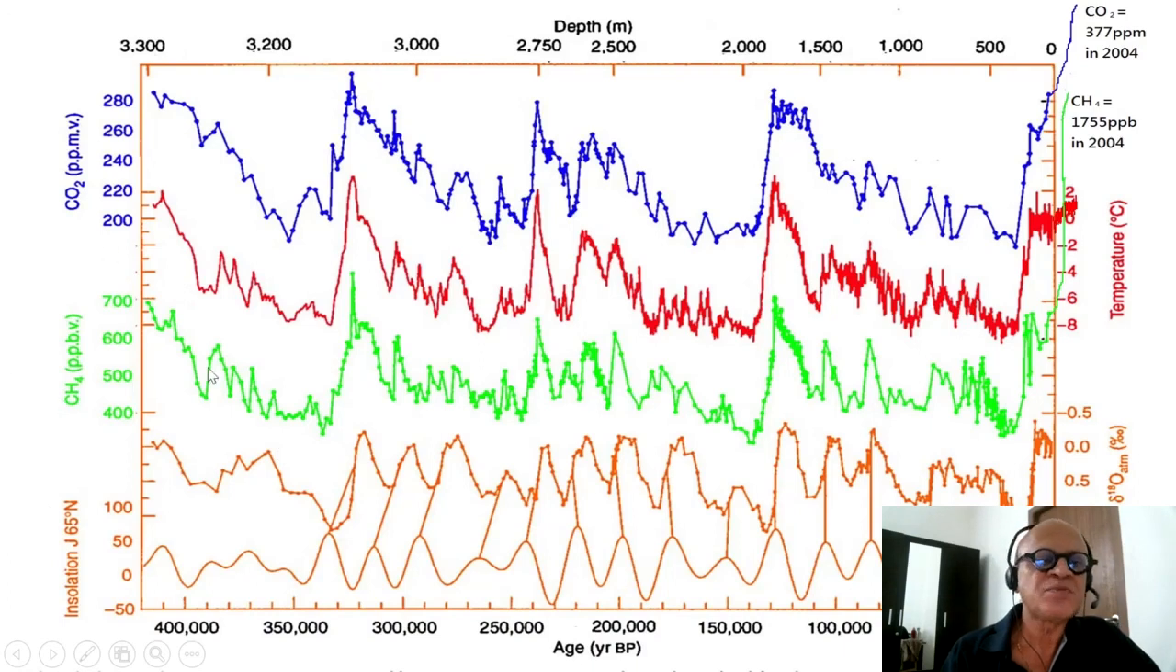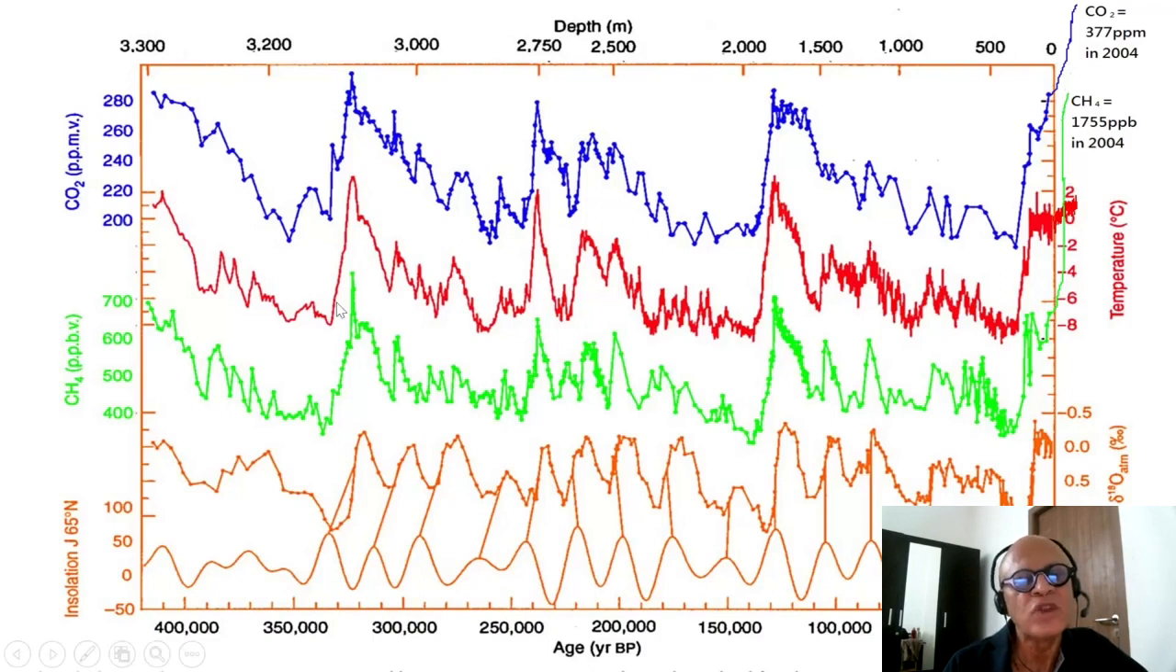So various proxies are used, like delta O18, to measure connections to orbital parameters and temperatures. Methane and CO2 are measured in the bubbles, and so on and so forth. Okay. So what are we looking at here?